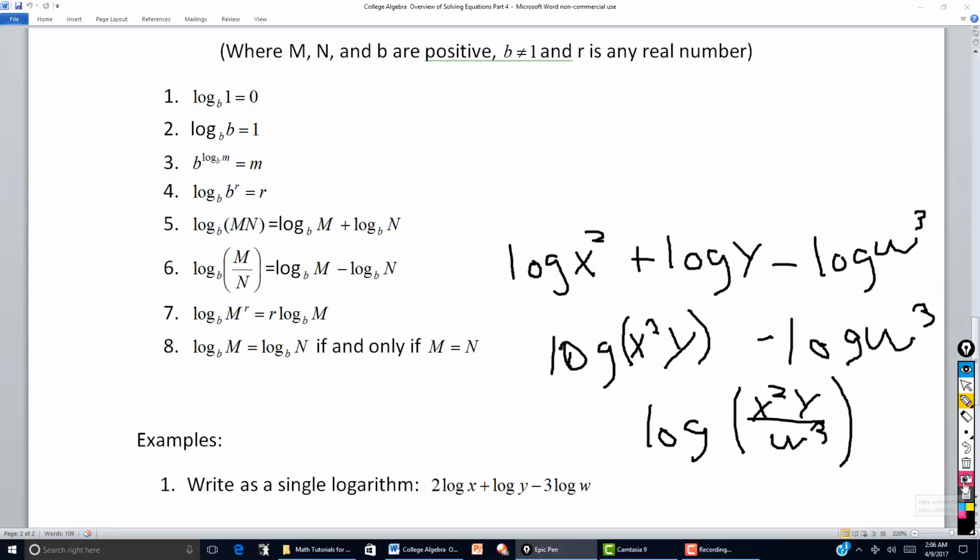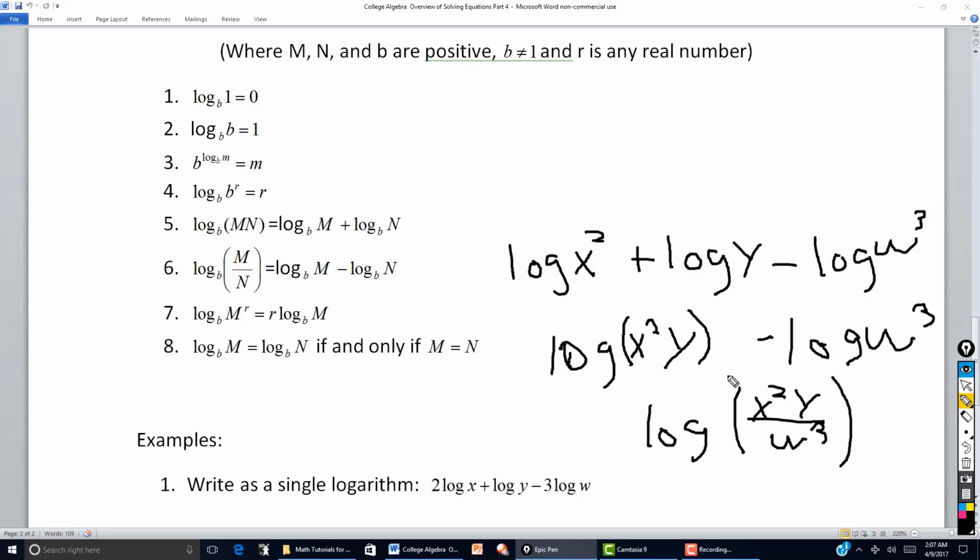Okay. Now, I do want to point out to you that in some cases they'll give you a problem like this, and they'll give you a sum or difference of logs, and they'll say write it as a single log. And sometimes they'll give you a single log and tell you to expand it into a sum or difference of logs. So in other words, it would just be working this problem backwards.